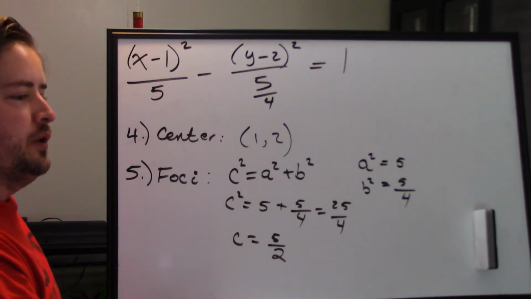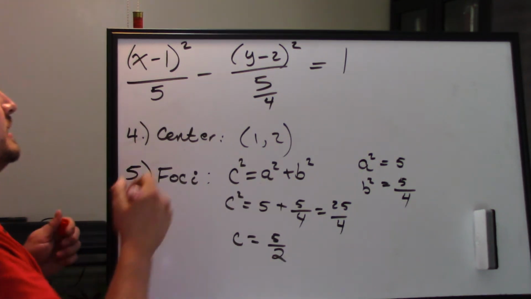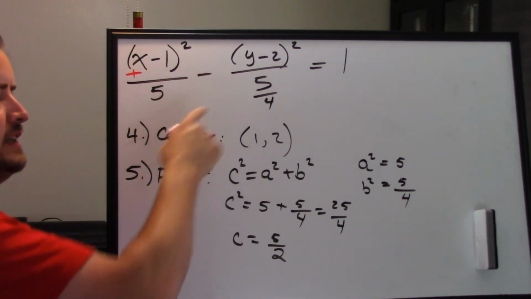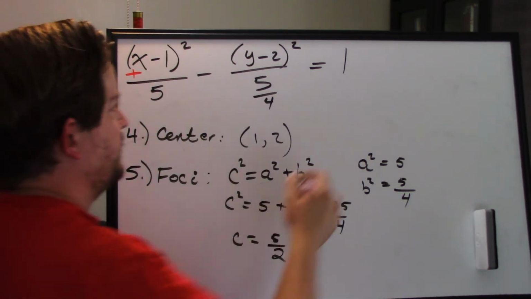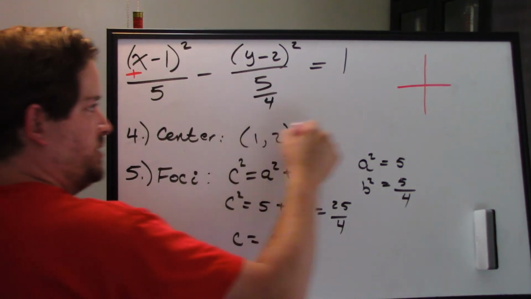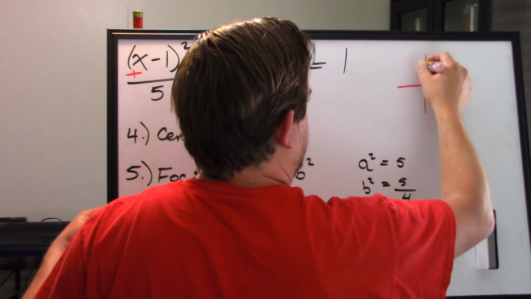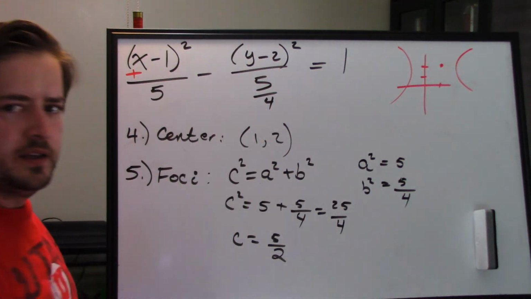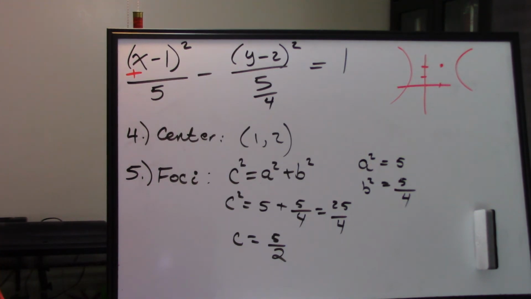But we need to know if we're going up and down or left and right. And since we have a positive x, right? Since my x is positive, my y is negative, that tells me that I have a hyperbola centered at 1, 2. So 1, 2. But it's a left and right opening hyperbola. So it's going to look like that.